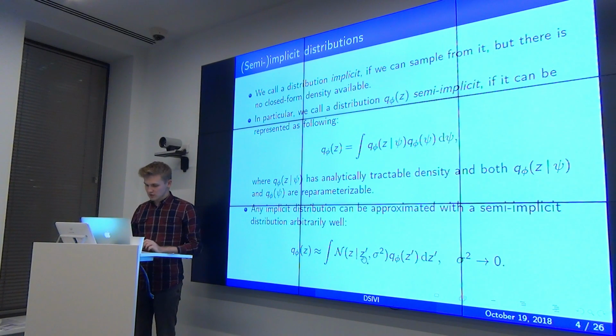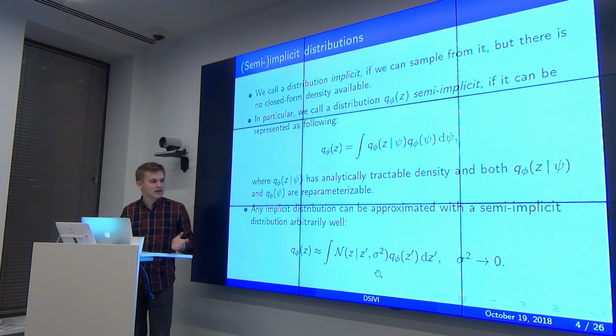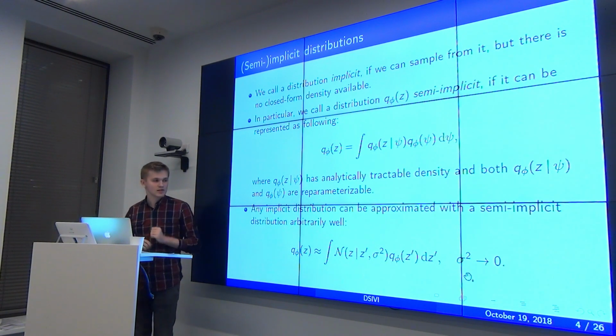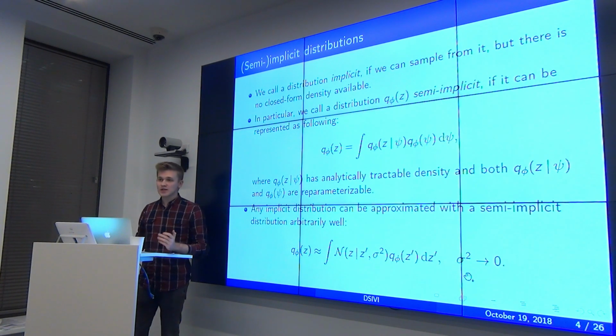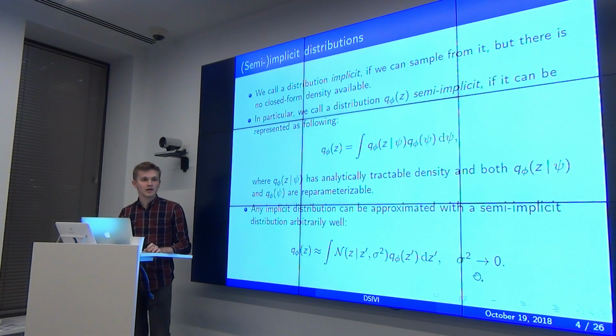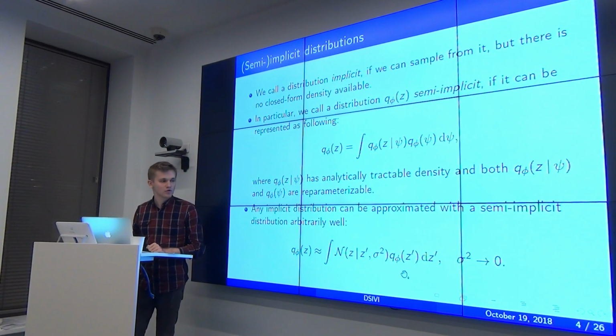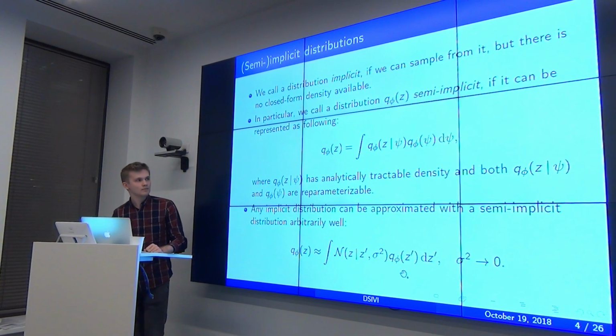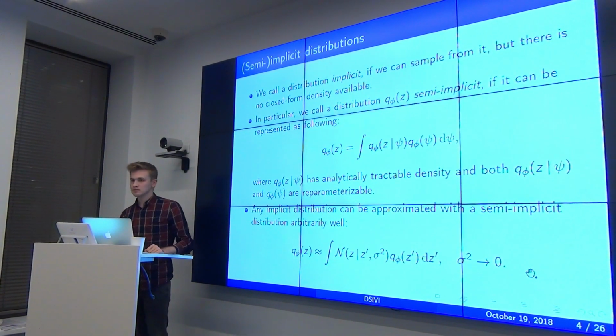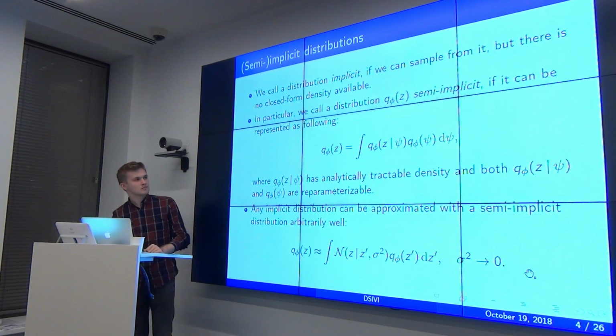We could just have a conditional which is a Gaussian with some variance sigma squared, where sigma squared is arbitrarily small. And when it's exactly zero, we just get a delta function here, and this integral gives us the exact equality. We just get q_phi(z). So any questions? Okay, let's move on.